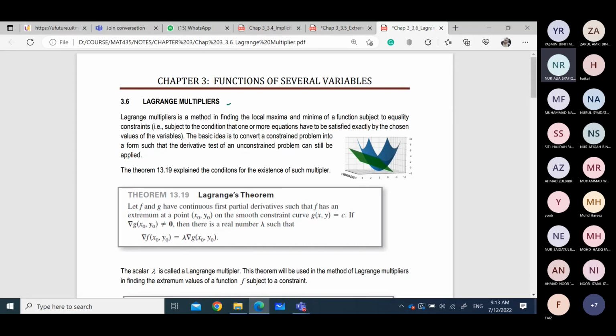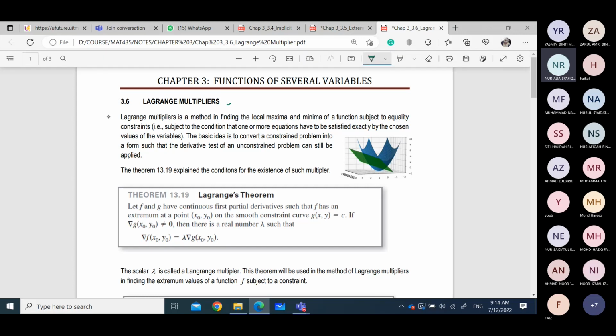Okay, so the difference between relative extrema and Lagrange multipliers is that in Lagrange multipliers we do not need to test on the second order partial derivative. We just apply the first order partial derivative. Whereas in relative extrema we need to use the second order partial derivative to determine whether the surface has a minimum point, maximum, or saddle.